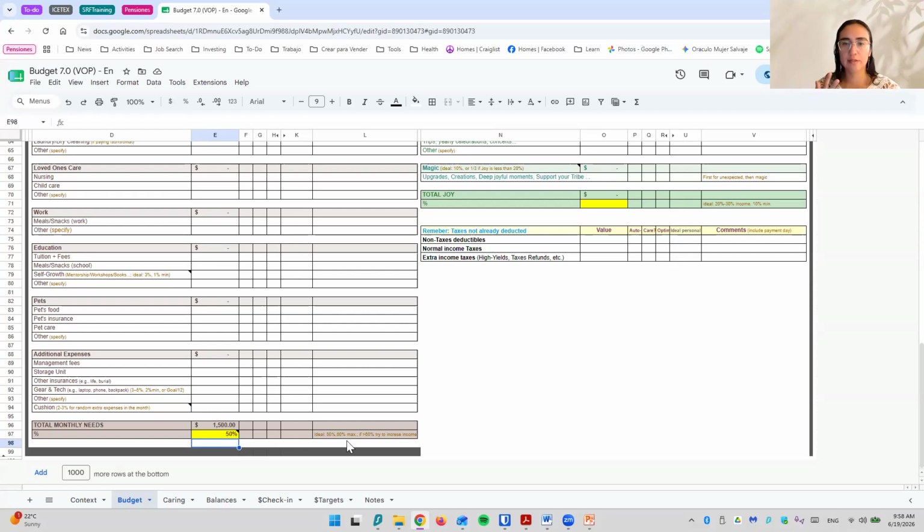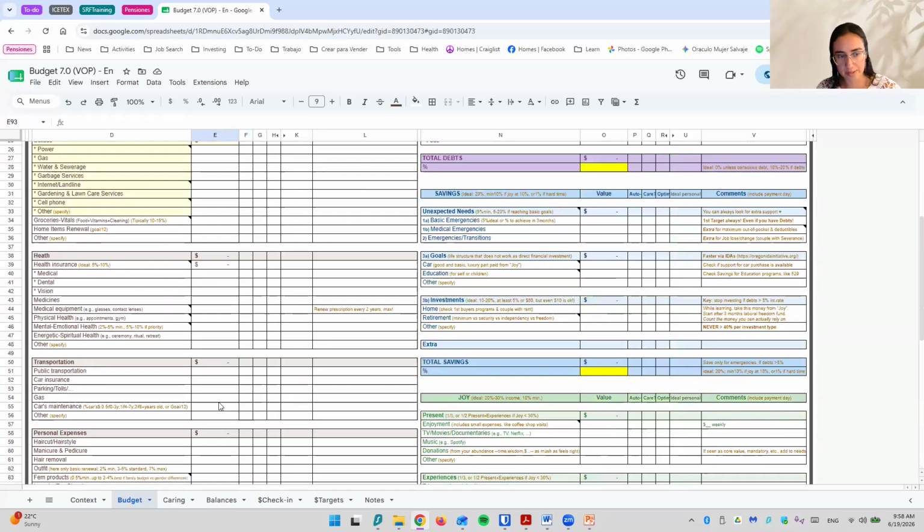It's suggested that we use a maximum of 60% between debts and needs, so it would be on track. But if, for instance, this person were earning 2,000, then the person is using 75% of the available income on basic needs. So this person should wonder if there are things that can be optimized.